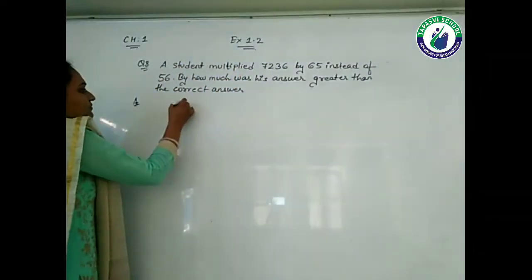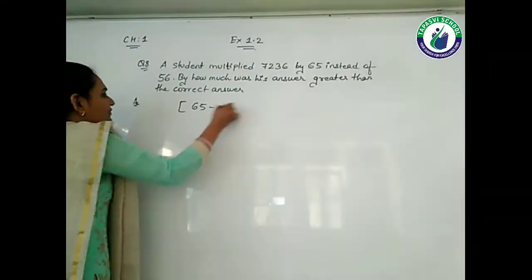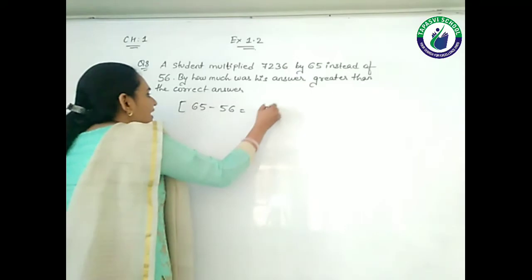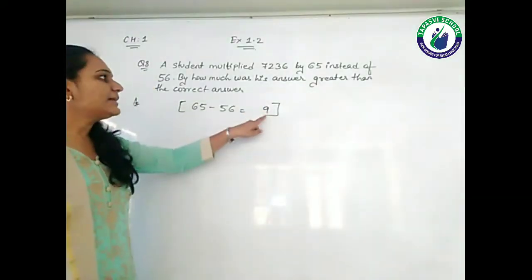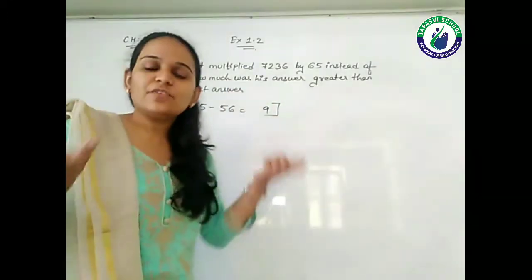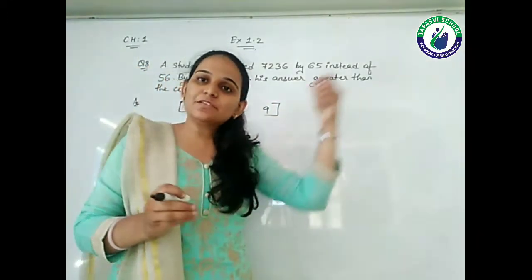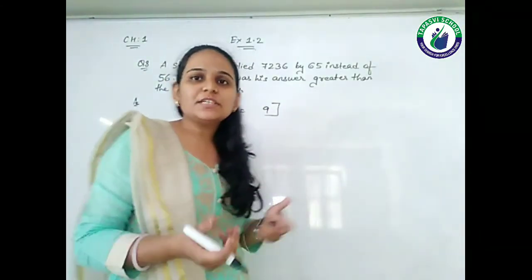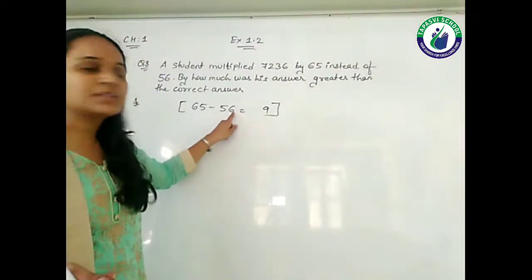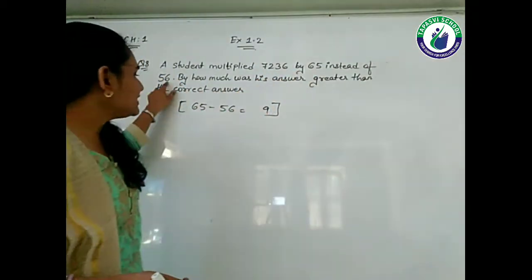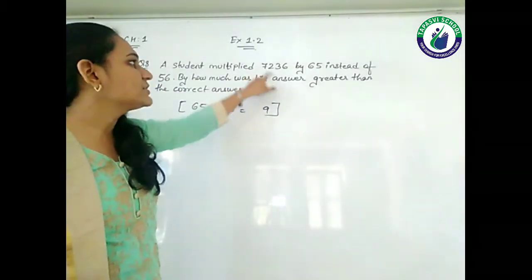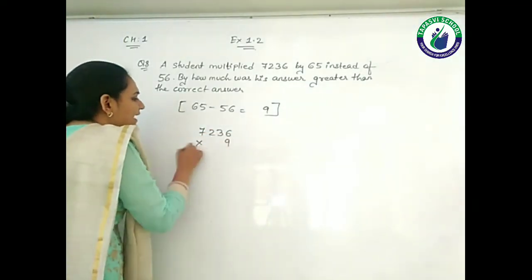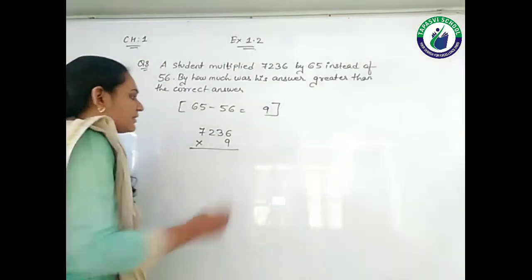So let's see here, 65 minus 56. What is the difference between these numbers? The difference will be 9. Now if I multiply this 9 with this number, I will get the actual difference between the products. If I multiply by 65 and then by 56 and then take the difference, it takes a lot of time. So why waste the time? Instead I can just subtract 65 and 56, I will get 9. Then I multiply 9 with this number, 7,236 multiplied by 9, and I will get the actual difference.